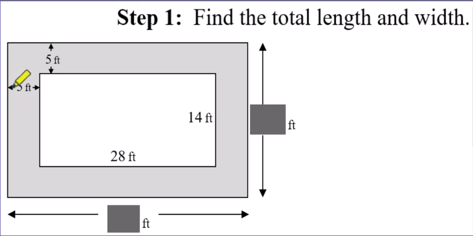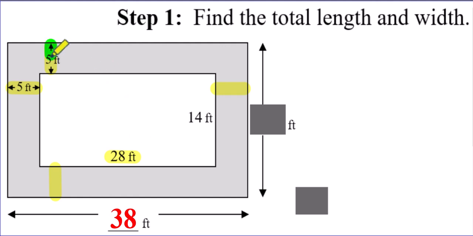Let's pay attention. We know that this little section here is 5 feet wide, but therefore it is also 5 feet wide here. Likewise, 5 feet tall here, and therefore also this section here is 5 feet tall. So if this is 5 feet and this is 5 feet, then we are talking about a total of 10 extra feet that we are going to add on to the 28 feet. So 5 plus 5 is 10, plus 28 is going to give us a total length of 38.